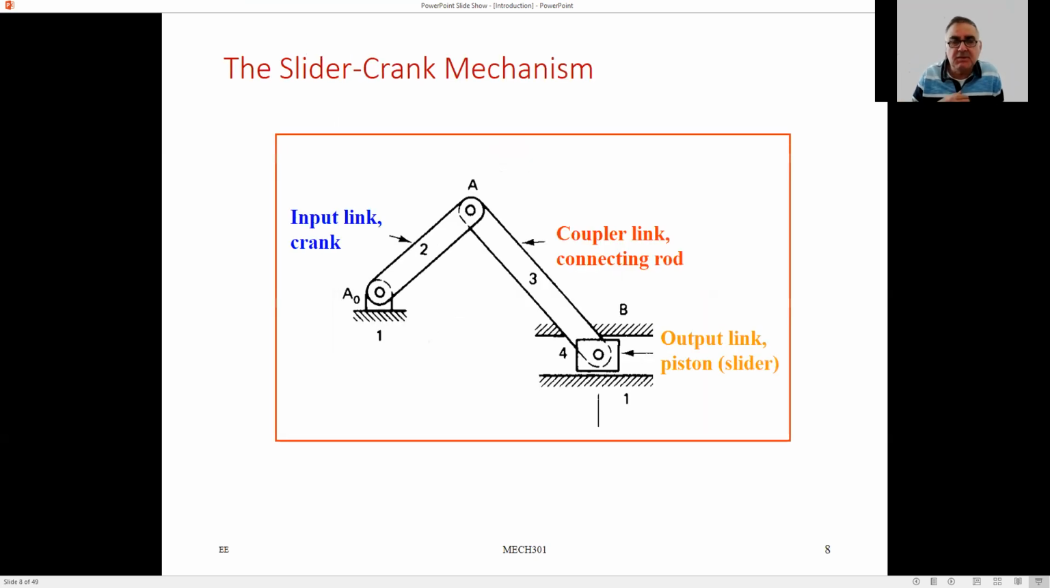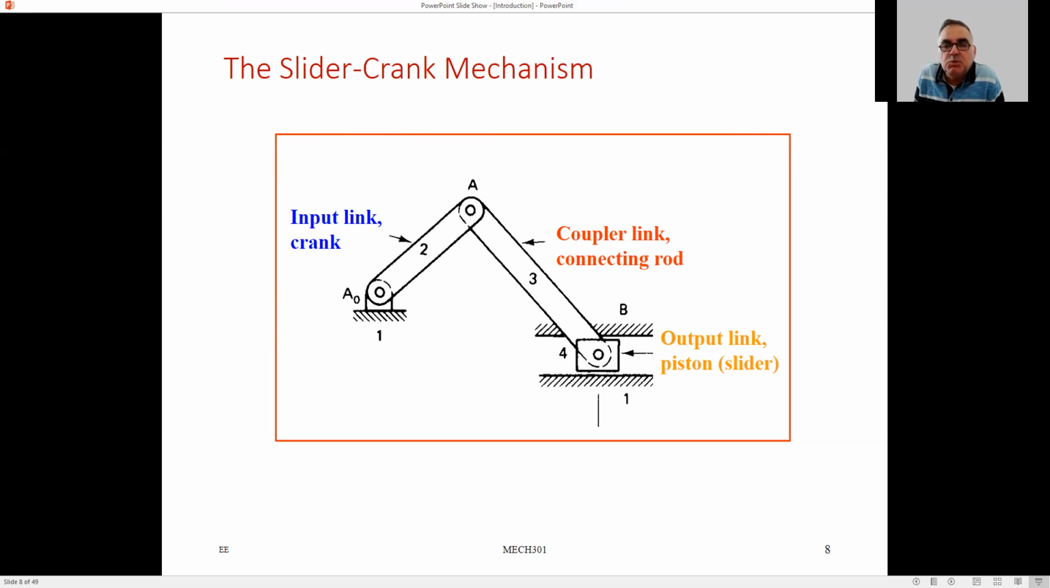The second common mechanism is the slider crank mechanism. There is a crank which rotates. There is a slider. This one goes back and forth. And there is a coupler which connects the crank and the piston or the slider. Now, this is a very common mechanism as well. As you probably know, this is the mechanism that is used in internal combustion engines. That is, the car engines, that is.